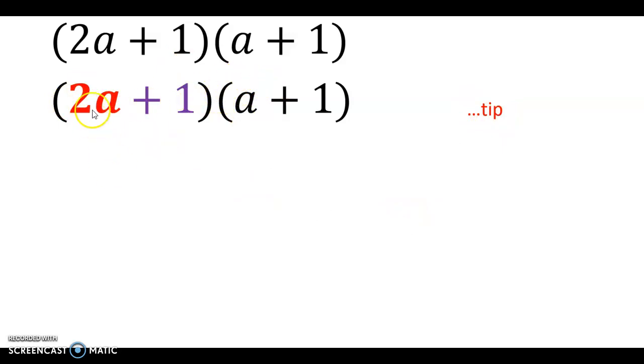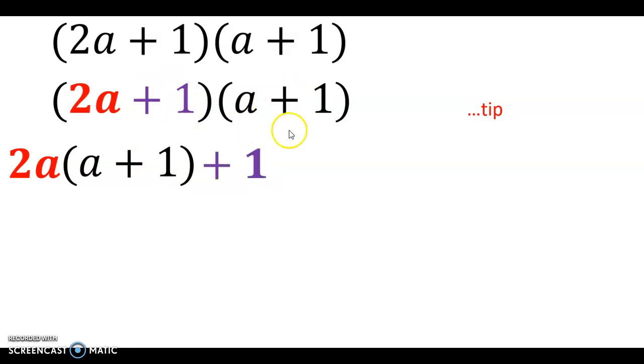Which is take the first part of the first bracket, which is red 2a, and multiply that by all of the second bracket, which is a plus 1. And then we take the second part of the first bracket, which is purple plus 1, and we multiply all of that by a plus 1, which is in the second bracket.